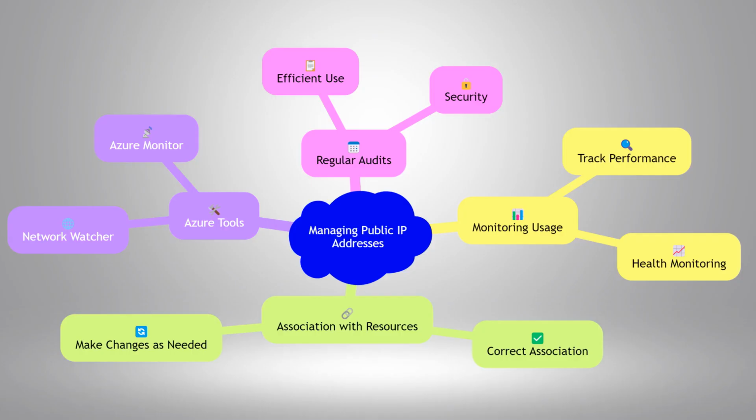Managing public IP addresses involves monitoring their usage, ensuring they are correctly associated with resources, and making changes as needed. Azure provides tools like Network Watcher and Azure Monitor to track the performance and health of public IP addresses. Regular audits can help ensure that IP addresses are used efficiently and securely.